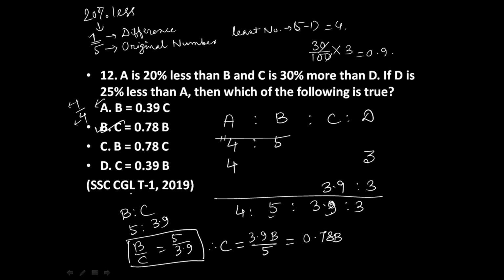It's a good question asked in CGL 2019. It's important for this upcoming CGL too. So this is how you have to solve it. You have to form the ratio from the given data, A is to B is to C is to D. We have to clear this concept that 25% less is given here.